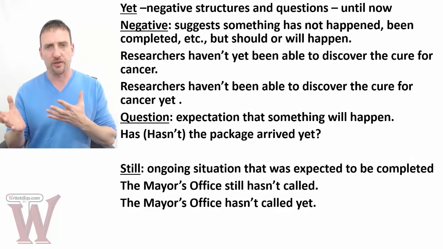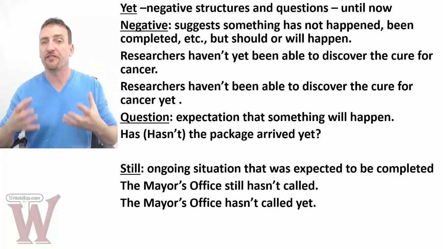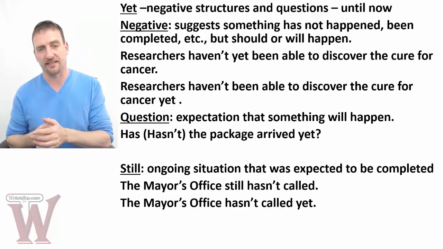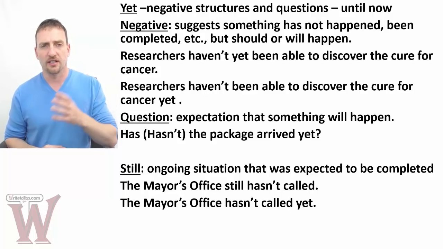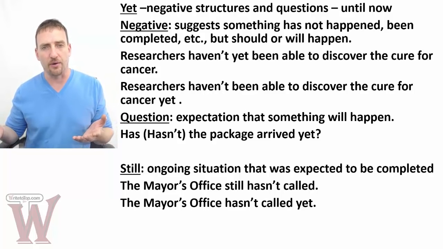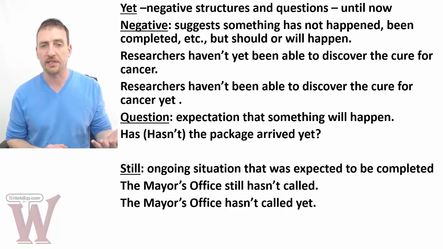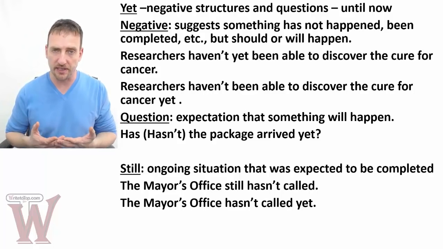So a lot of people confuse yet and already. Already we use with affirmative sentences, positive sentences. We use yet with negative sentences that have a not or a no. We use it with negatives and with questions. So yet means basically until now. So it suggests something has not happened or not been completed, but it is expected that it will be completed or that it should be completed.